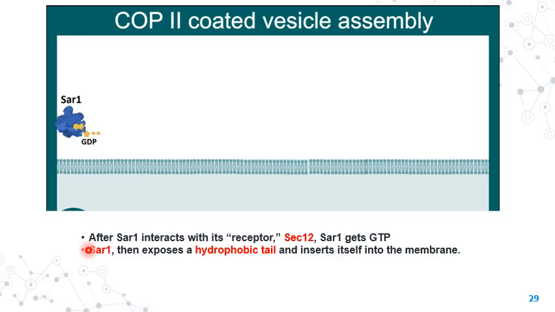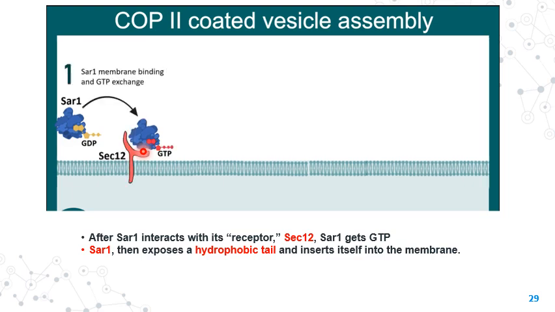Your SAR is going to show a very interesting hydrophobic tail on your Sec protein, right? So SAR is over here, it gets the GTP, and its interaction with this Sec protein is going to expose a hydrophobic tail that is going to get inserted in the membrane.